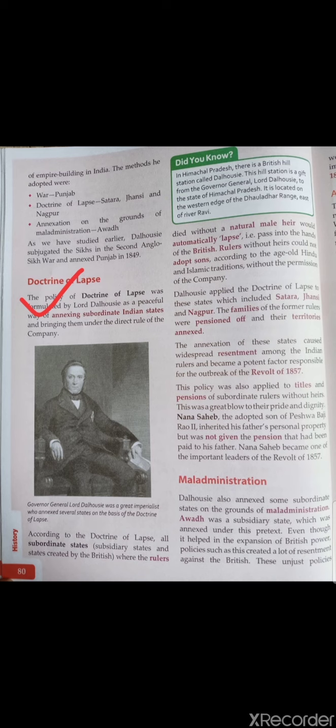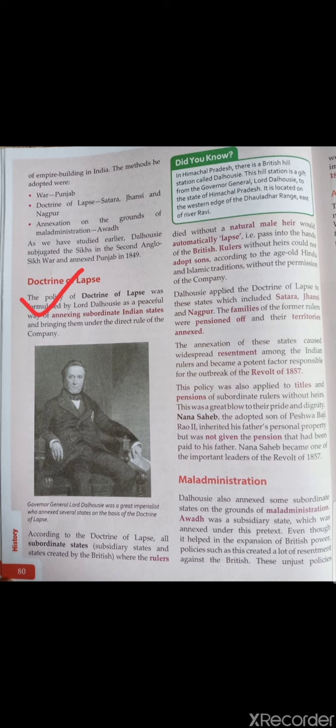Heir means a person who inherits the property after the death of its owner. That is to say, the native state would not pass on to any adopted son of the native rulers. So, in this way, Lord Dalhousie deprived the native rulers of their right to adopt an heir as sanctioned by the age-old tradition of the country. By the application of the doctrine of lapse, Lord Dalhousie annexed Satara, Jhansi, Nagpur, Sambalpur, Udaipur, etc.